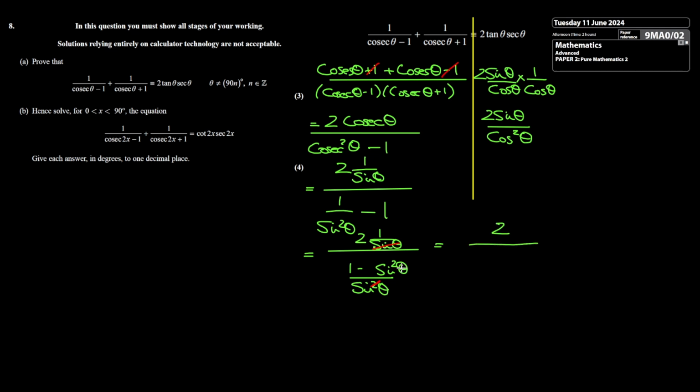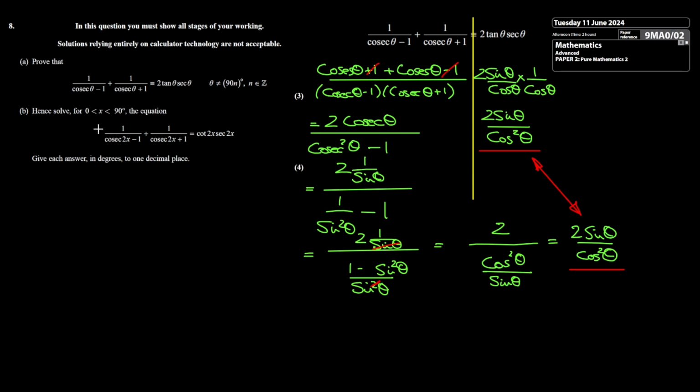1 minus sine squared theta is cos squared theta, and that's divided by a sine theta. And that is equal to, if we multiply by the upside down version of that fraction, 2 sine theta divided by cos squared theta. And as you can see, we are there because the right-hand side is identical to the left-hand side. So we've proved it.